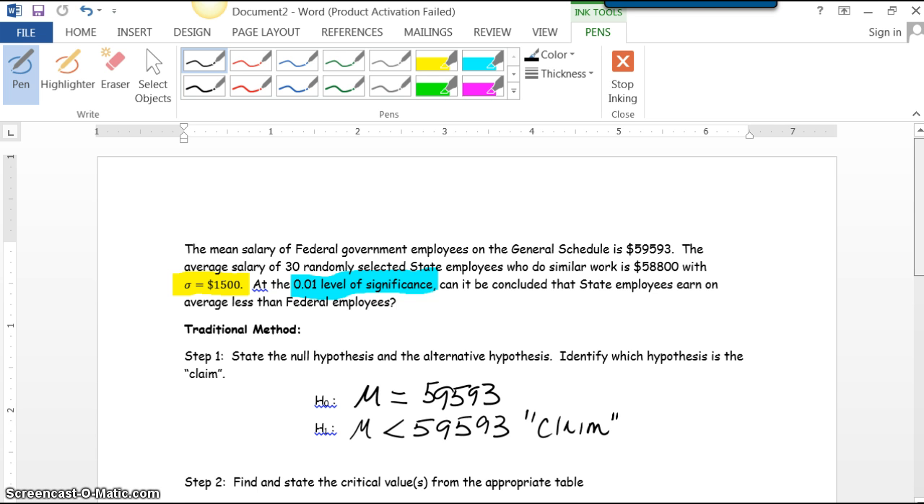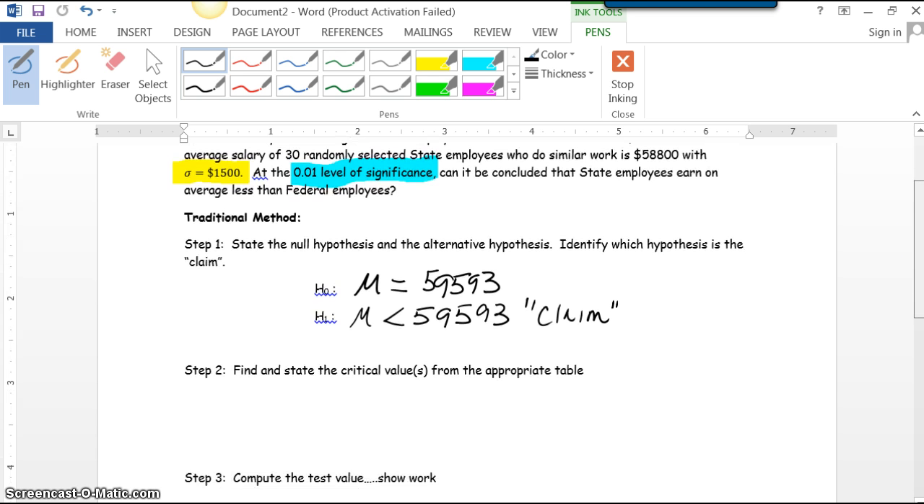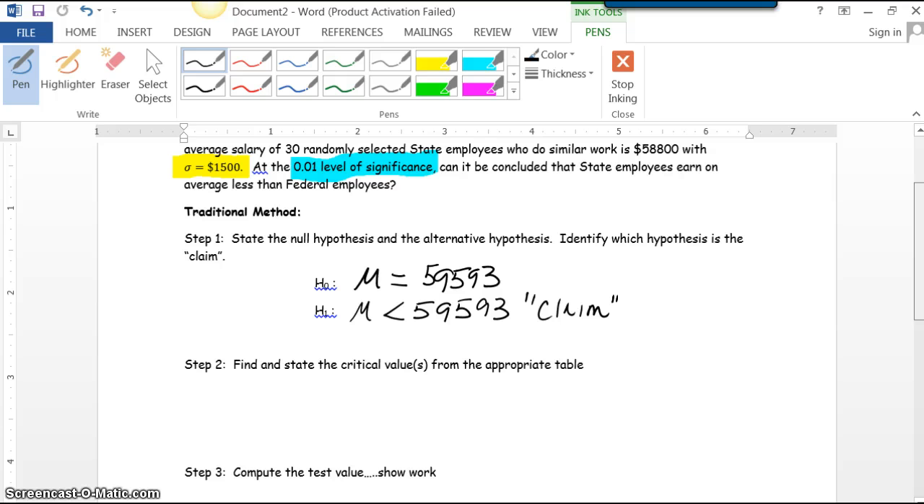So now when this has a less than in the alternative, that sets up a left-tailed test. This is a one-tailed test. There will only be one critical value and one critical region, and they will be on the left. Critical region will be over here. And we know that, again, because of the direction that this is pointing.